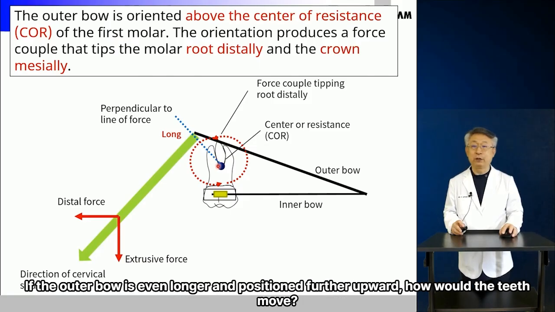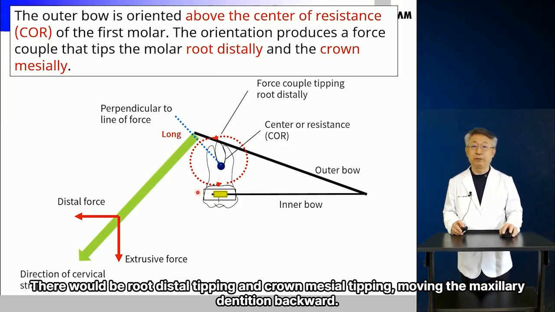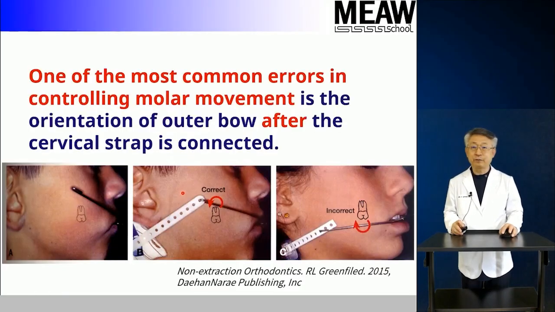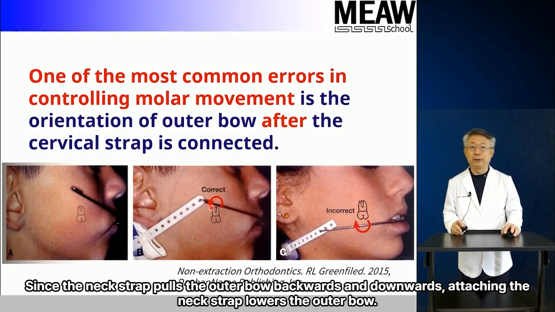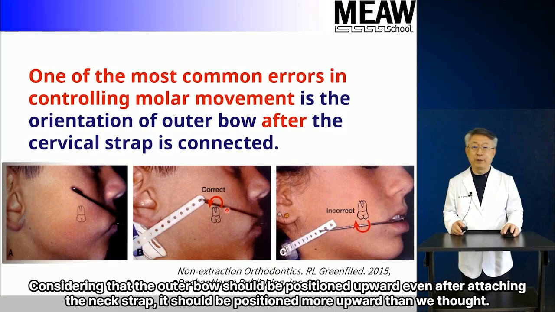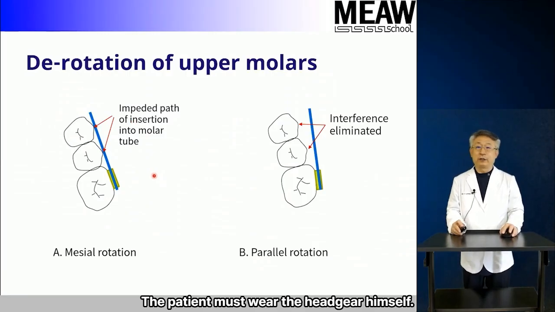If the outer bow is even longer and positioned further upward, how would the teeth move? There would be root distal tipping and crown mesial tipping, moving the maxillary dentition backward. What we need to make sure is that the outer bow must not be positioned down like this. Since the neck strap pulls the outer bow backwards and downwards, attaching the neck strap lowers the outer bow. Considering that the outer bow should be positioned upward even after attaching the neck strap, it should be positioned more upward than we thought. The patient must wear the headgear himself.